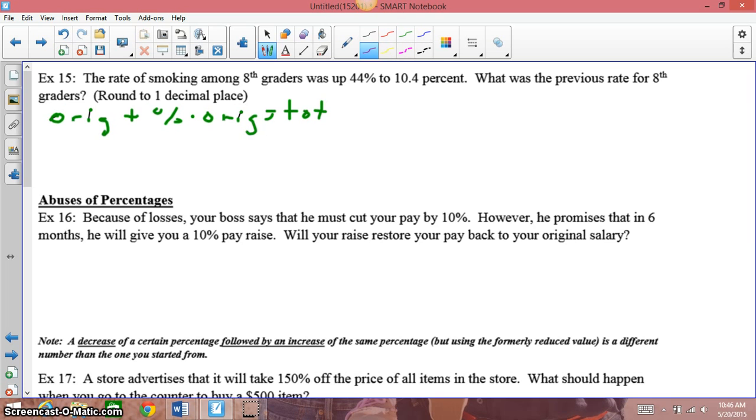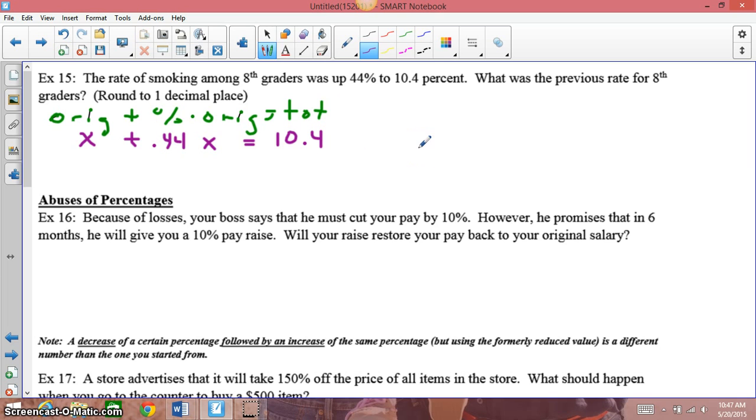The original number of 8th graders who smoked, I don't know, so I'm going to have to put an x there. But I do know it's up 44%, so in my percent spot I'm going to put 0.44. Again, original amount I don't know, so an x there, equals the total amount, 10.4%. That 10.4% I don't need to change to a decimal. Percents need to be changed to a decimal when using them in the formula, so this is a percent being changed to a decimal, but the total amount is a percentage, so that doesn't need to be changed.